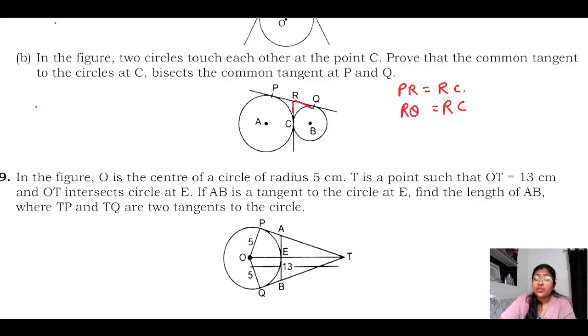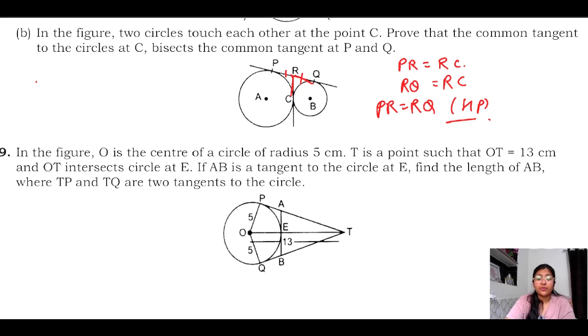The lengths of the tangents drawn from an external point are equal. It means the RHS are equal, so their LHS is also equal. So PR is equal to RQ. Yes or no? Yes. It means R is bisecting the total common tangent PQ. This is what we need to prove. Hence, proved. Okay, learners, this question is clear. Okay, now move to the next question.